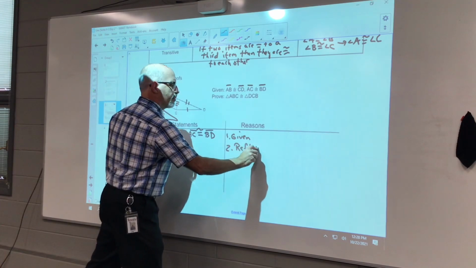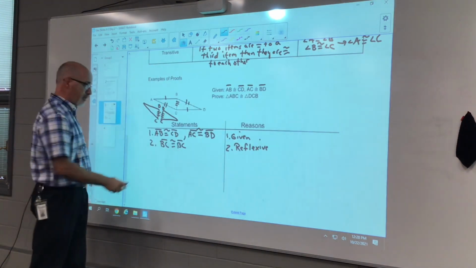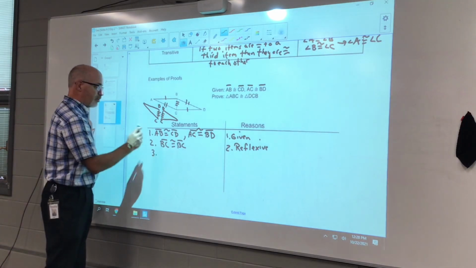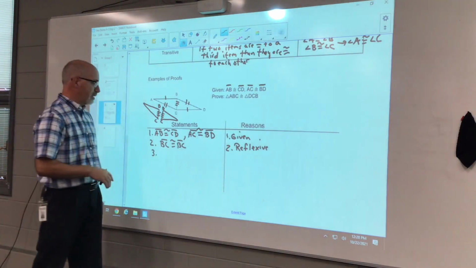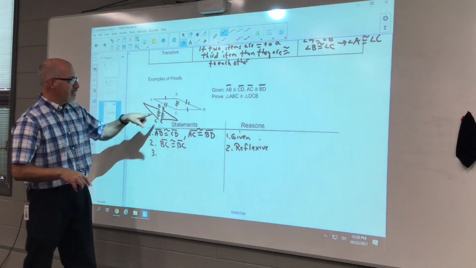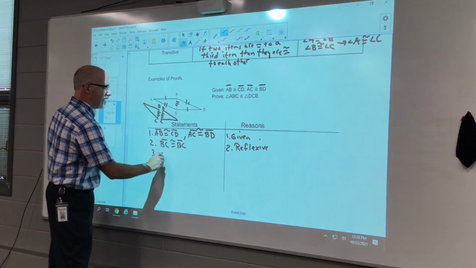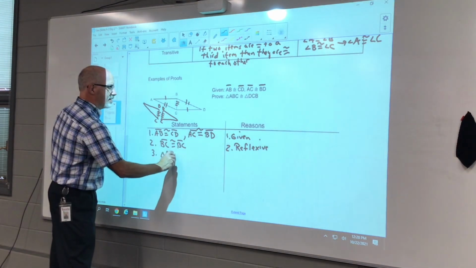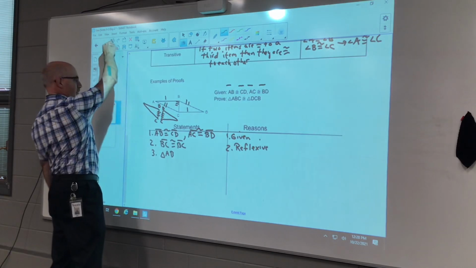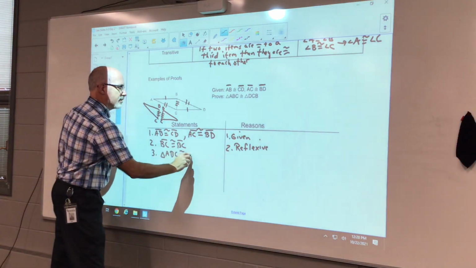It's a new property we talked about in topic 1, but we want to make sure we use it now. We'll use it a lot more frequently in these proofs. Now the third one, I go ahead now that I've got all three sets of sides congruent, I'm going to say that the triangles are congruent. Triangle ABC is congruent to triangle DCB.